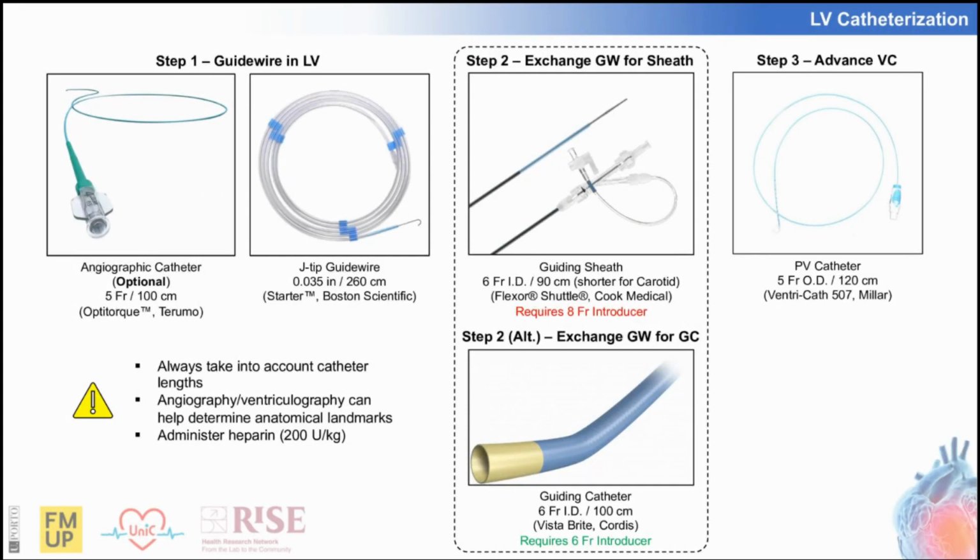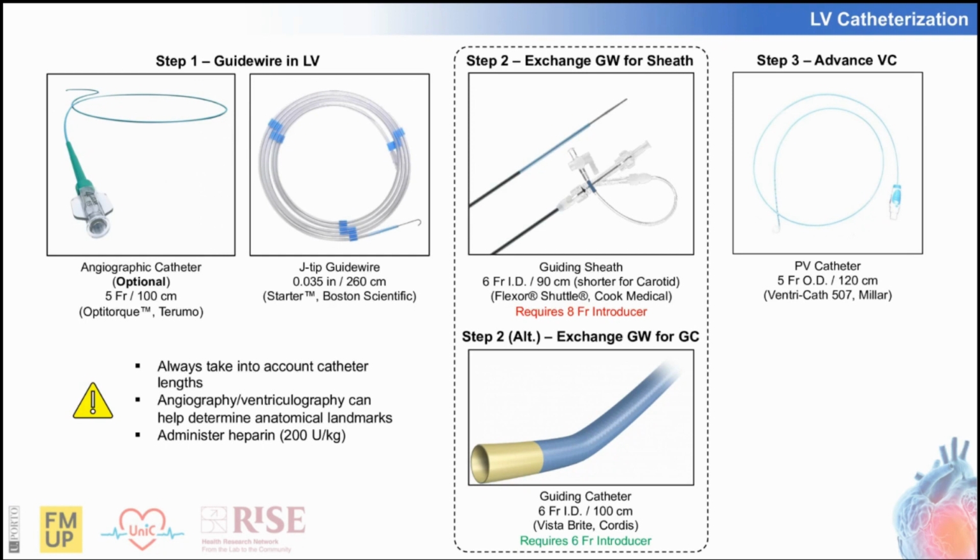Once your sheath or catheter is inside the LV, you can confirm the anatomy by injecting contrast, but this is not always required. And following confirmation of its positioning, you can advance your pre-calibrated PV catheter and you should be able to start seeing some loops. Lastly, always make sure that your sheath or catheter lengths are appropriate, that they are long enough to reach the LV, but not too long that they do not allow all the volume segments to be out of the sheath.